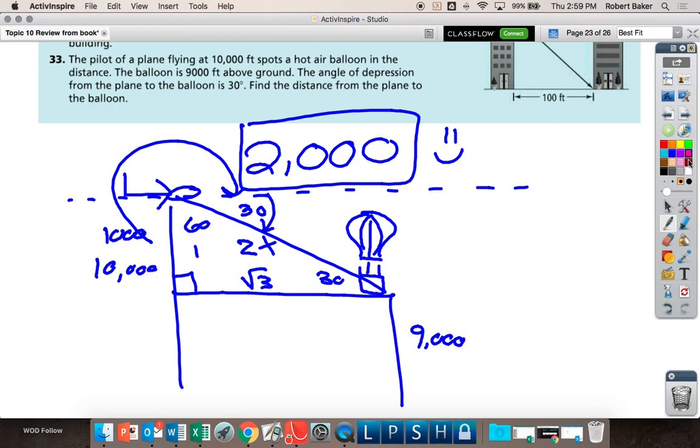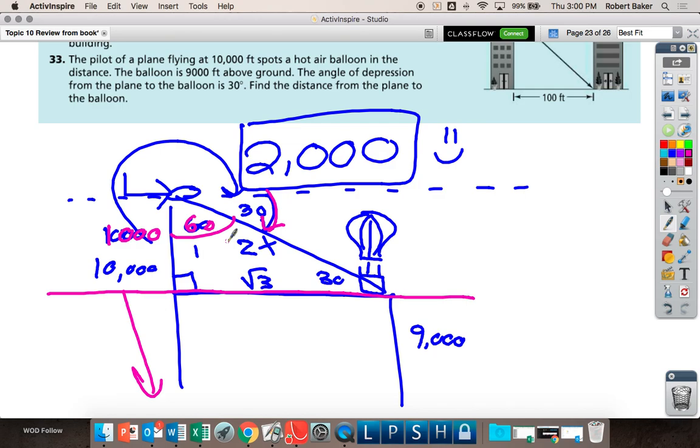The big key here is that 9,000 feet travels to the bottom of the balloon. So I have to take this number and subtract 9,000 feet from it. I get 1,000 feet right here. Because this angle of depression is 30 degrees, the angle inside the triangle is 60. Now you can use special right triangle tricks because they are quicker, but you could also just use the cosine of 60 equals 1,000 over x. You could do the sine of 30 equals 1,000 over x. You could do special right triangle tricks.